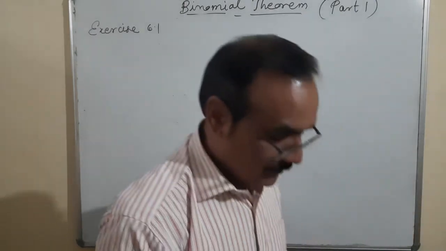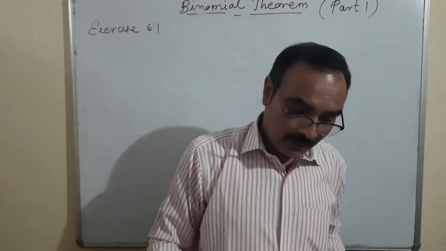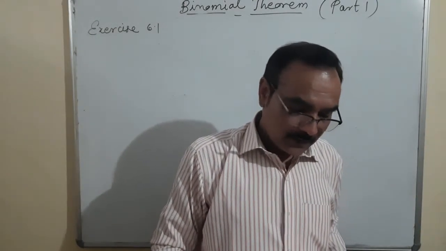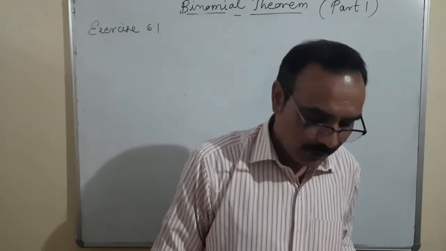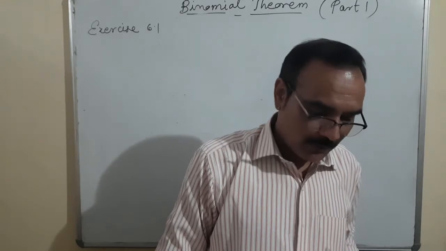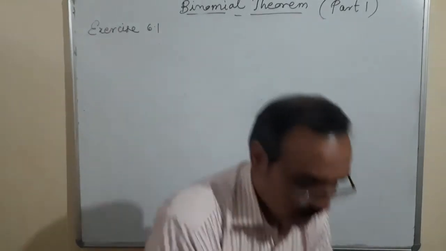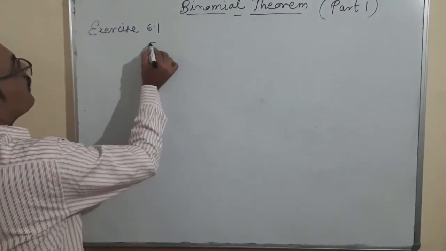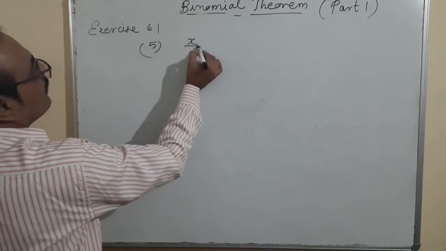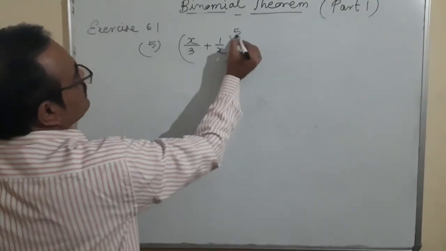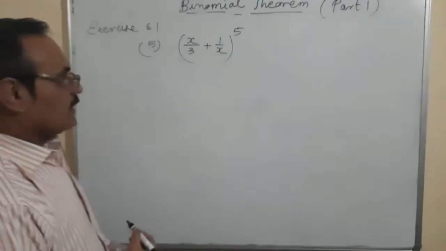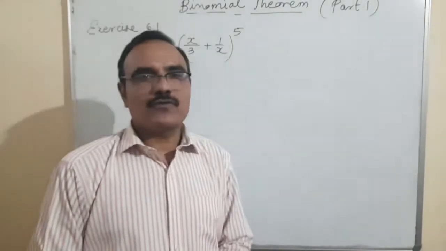Another question format from 1 to 5. I think there is no problem. Question number 4, I want to take x upon 3 plus 1 upon x to the power 5. x upon 3 plus 1 upon x to the power 5. This is the question. Okay. x upon 3 plus 1 upon x to the power 5.